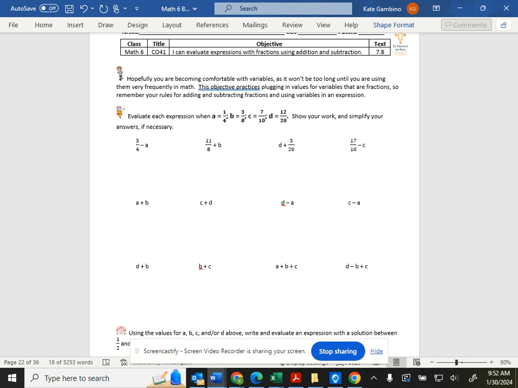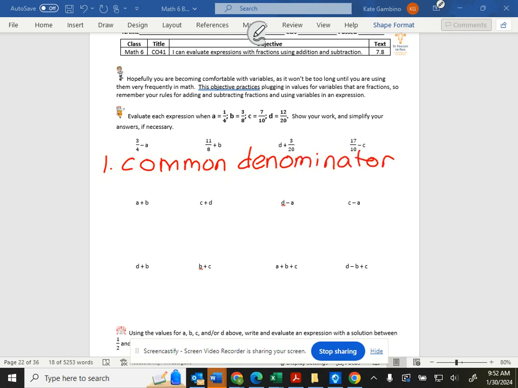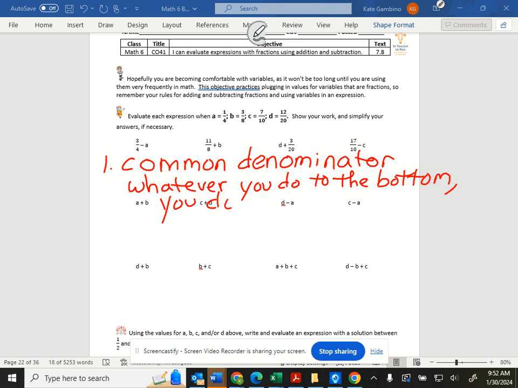Zelda? A common denominator. So you need common denominators. And whatever you do to the bottom, you do to the top. So if we need to get a 10 for our denominator, whatever you multiplied your bottom by to get to 10, you multiply your top by to get to 10.